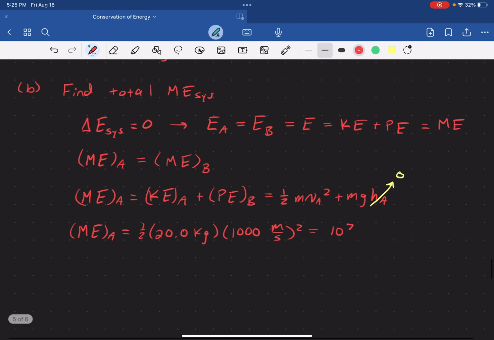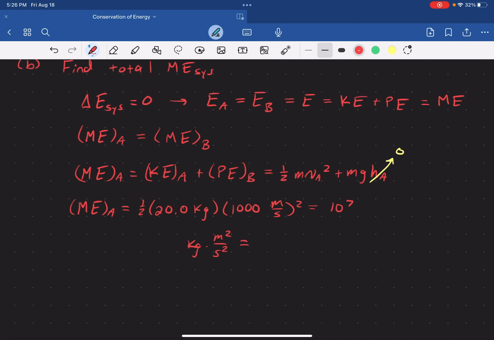Now, what about the units for this? Well, we've got kilogram times meter squared per second squared. That's the same thing as saying kilogram meter per second squared times meter. And this first term here is a Newton. So collectively we have a Newton meter or a joule. So that's the total mechanical energy in this system.